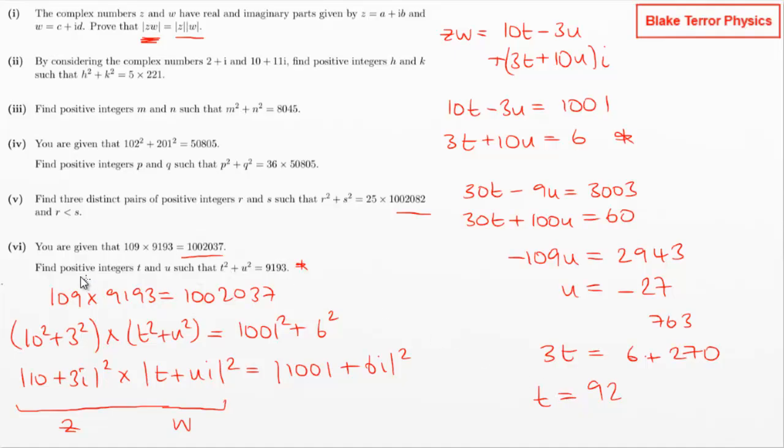Okay. So is that all we want? Positive integers t and u such that t squared plus u squared is that. So yeah, that should come out all right. So I've got that 9193 is equal to 92 squared plus 27 squared, which seems plausible, doesn't it? Because if we add 100 squared, then I'd be getting 4 zeros, so it's a bit less than that, add on a 27 squared. So it seems in the right ballpark.